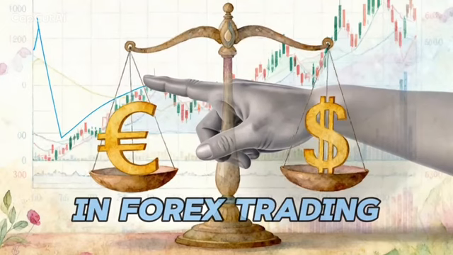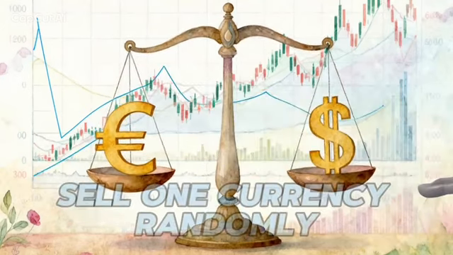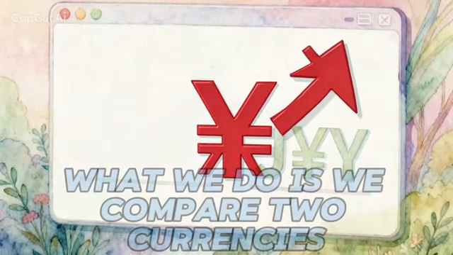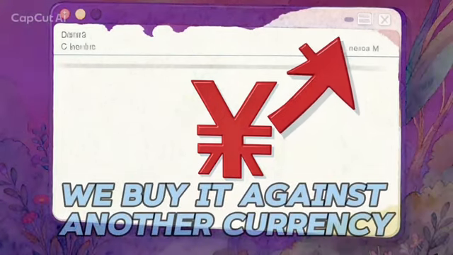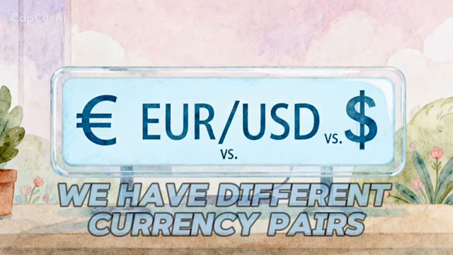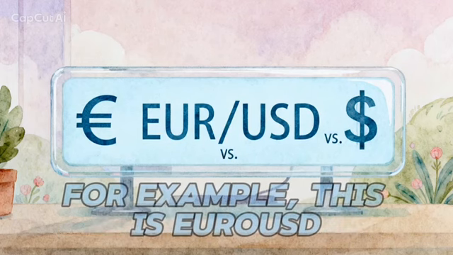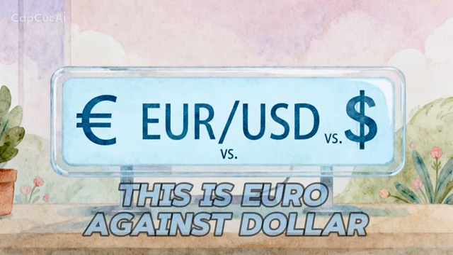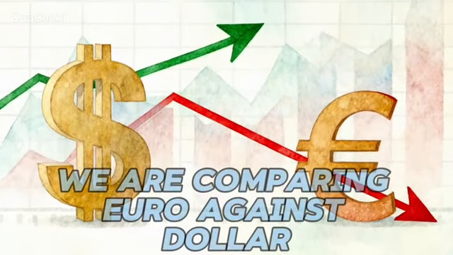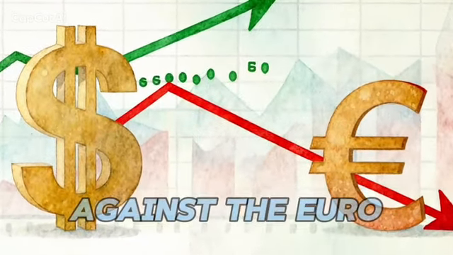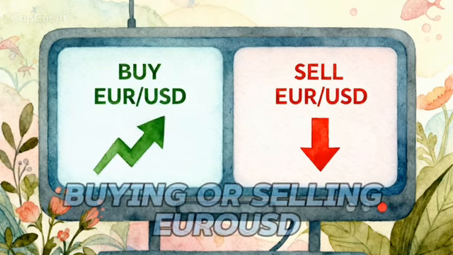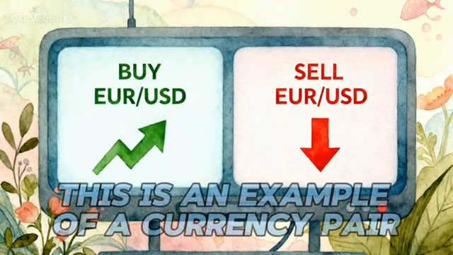In Forex trading, we don't just buy or sell one currency randomly. What we do is we compare two currencies. If we are buying a dollar, we buy it against another currency. We have different currency pairs. For example, this is EURUSD, this is Euro against dollar. We are comparing Euro against dollar. If we buy dollar, we say dollar gains value against the Euro. That's if you are buying or selling EURUSD. This is an example of a currency pair.